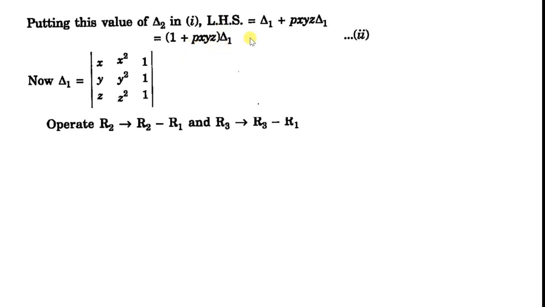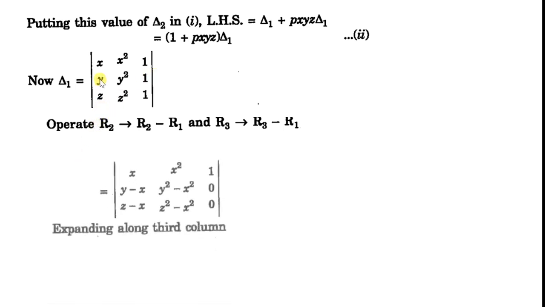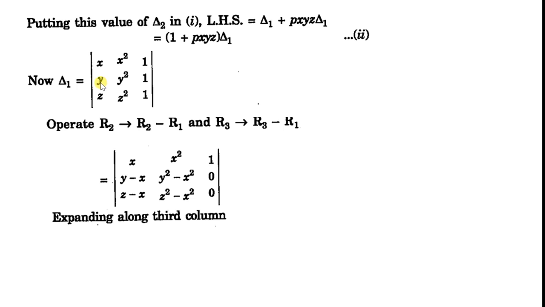Now let us evaluate this delta 1. Delta 1 is this determinant. So we will do this operation: R2 is changed to R2 minus R1, and R3 is changed to R3 minus R1 to make these two ones 0. So when we do this operation, we will have in the second row y minus x, y square minus x square, and 0. In the third row we have z minus x, z square minus x square, and 0.